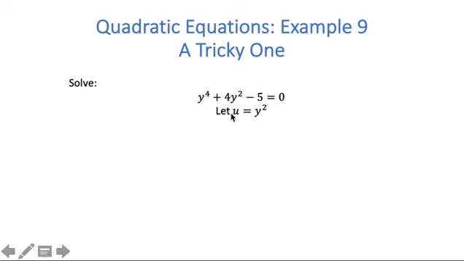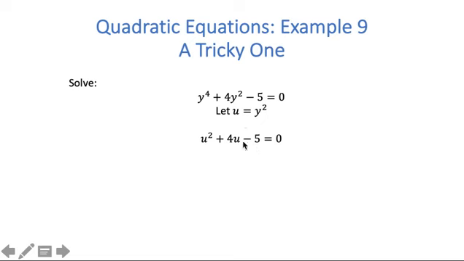We're going to say, let u be equal to y squared. Now, where did I get y squared? That's the middle term here. So we're going to let u equal y squared. And if we let u equal y squared, well then y to the fourth is u squared. y squared is u, so that's 4u. And we're just going to bring down our negative 5.